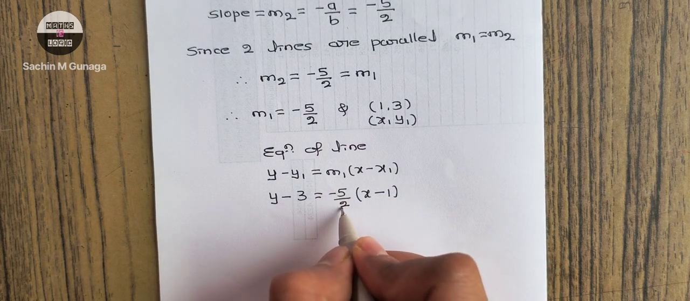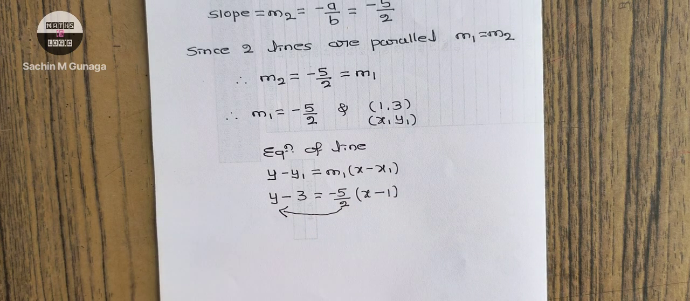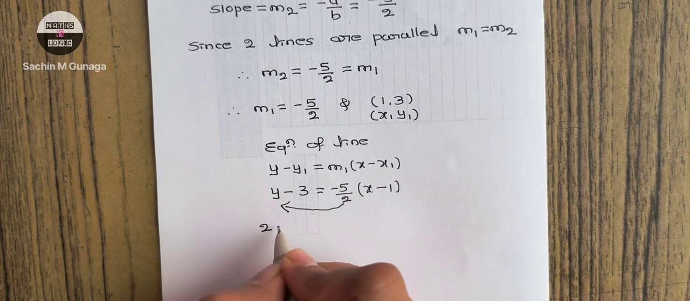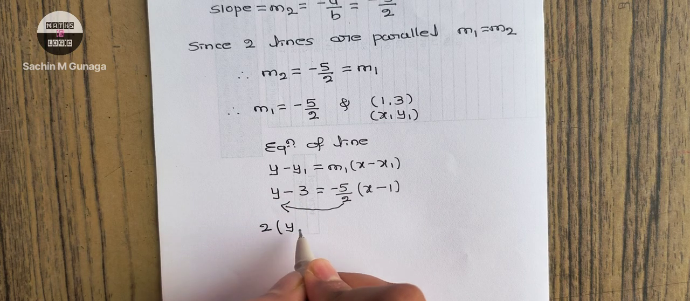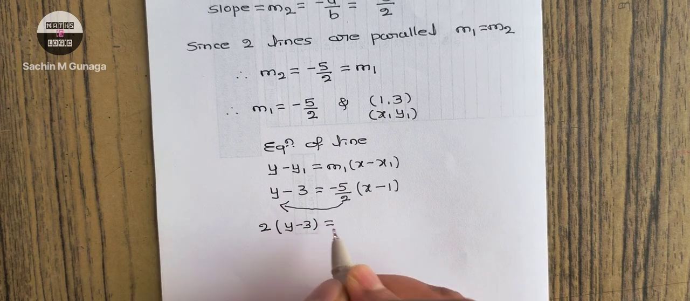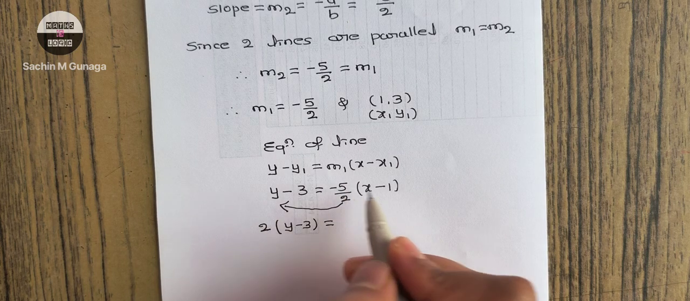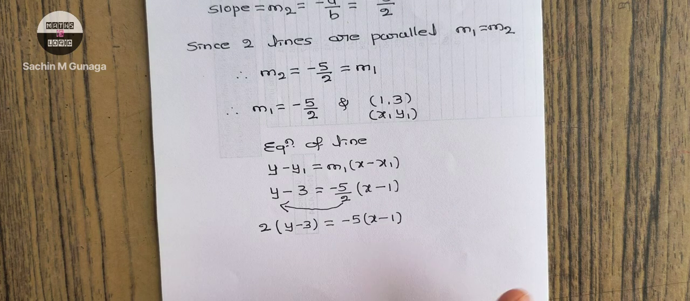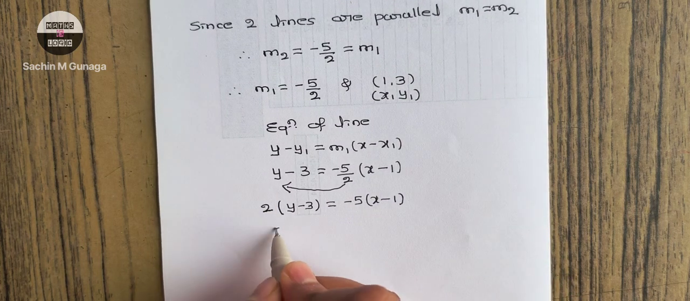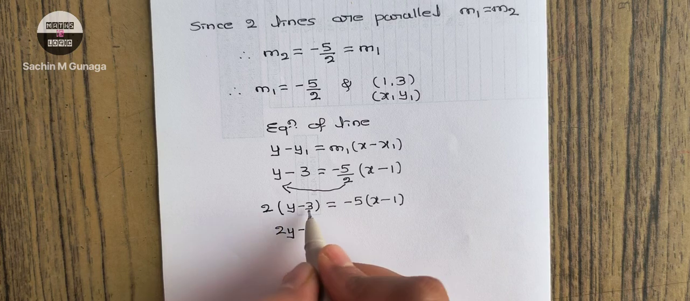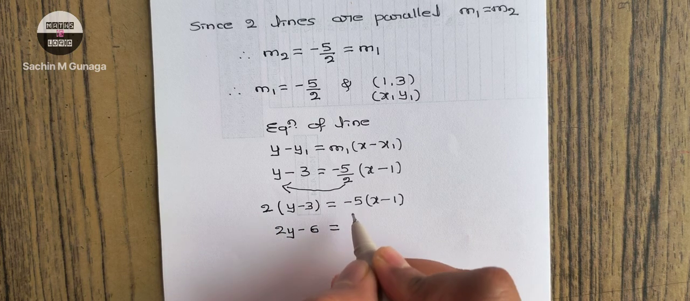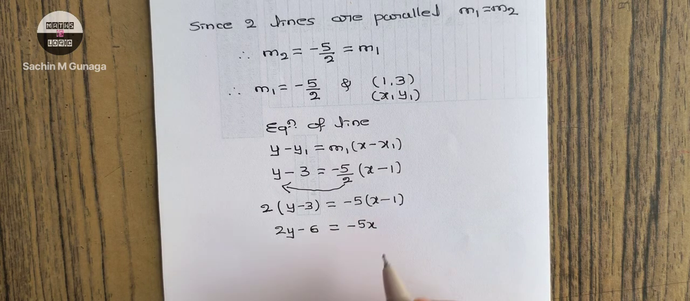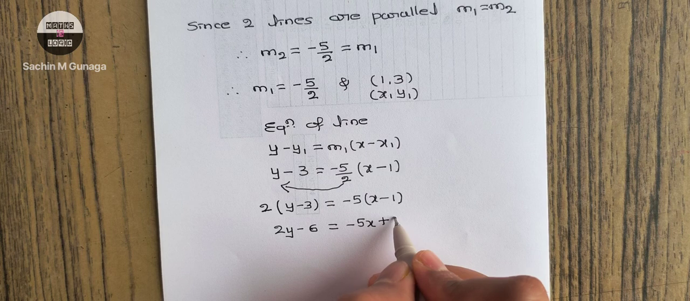So here we have a fraction value, because of that reason I am going to do the cross multiplication. So if I do the cross multiplication, this 2 comes in the numerator into bracket, what is the remaining value here? y minus 3 is equal to, if I shift this 2 to the left hand side, the remaining value is minus 5 into bracket x minus 1. Open the bracket. So 2 into y is 2y minus 2 into 3 is 6 is equal to minus 5 into x is minus 5x, minus into minus is plus 5 into 1 is 5.